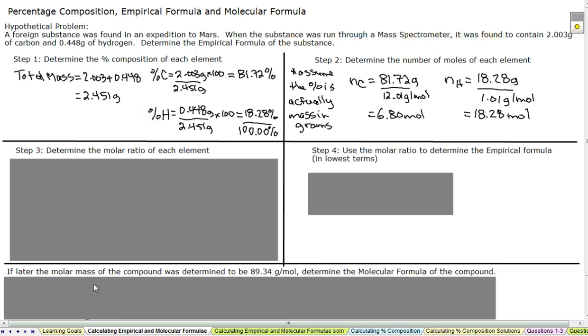I do the same thing for hydrogen, and I get 18.28. Take 18.28 grams, divide by 1.01, I get 18.28 moles. So now I know my number of moles. Now remember, an empirical formula is a ratio of elements in a compound based on the molar ratio, or the number of particles. And so we now have our number of moles that we would find in 100 grams. If we had 100 grams of the sample, we now can set up our molar ratio. So that's step 3, where we determine what our molar ratio is.